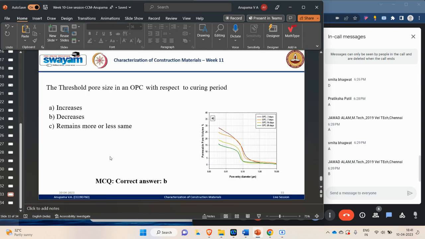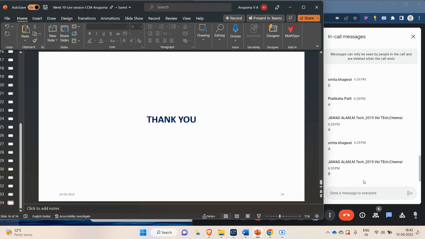So the question is, threshold pore size in an OPC with respect to curing period, dash. So it obviously decreases.